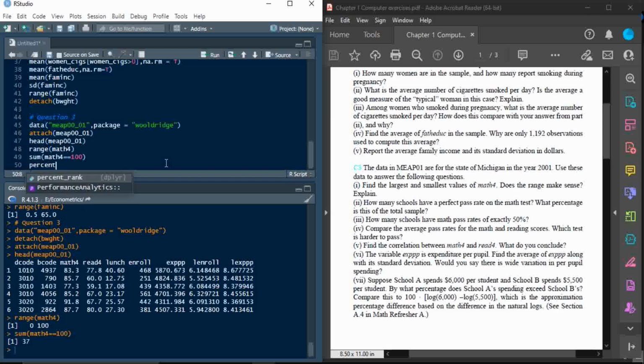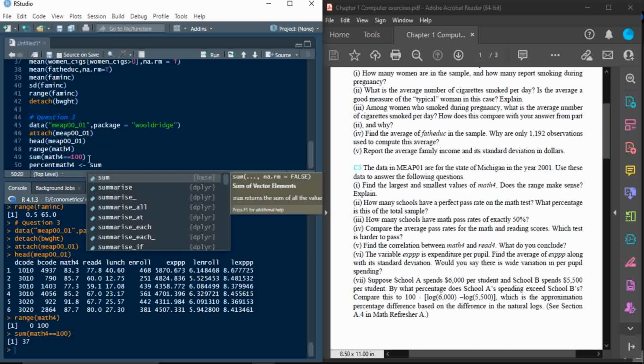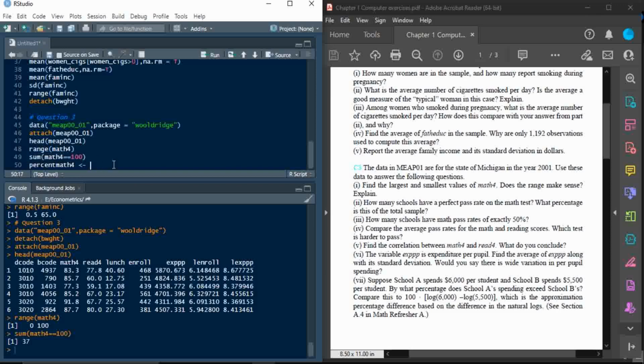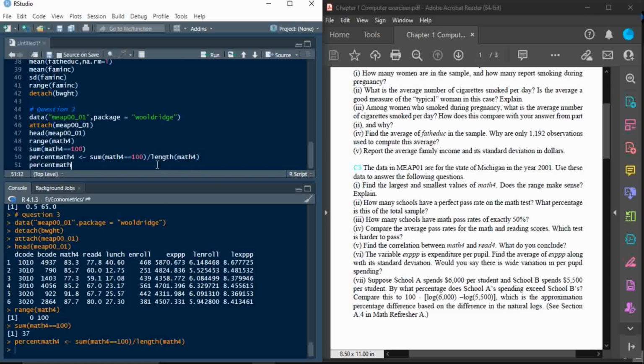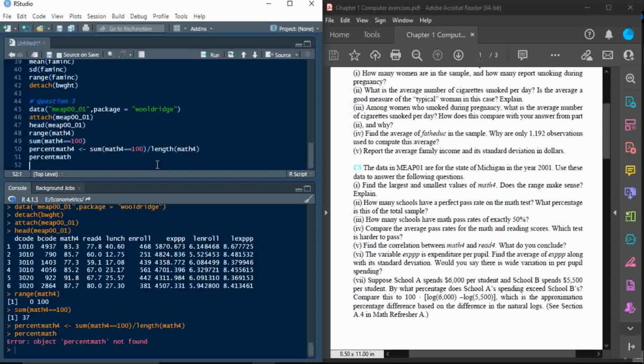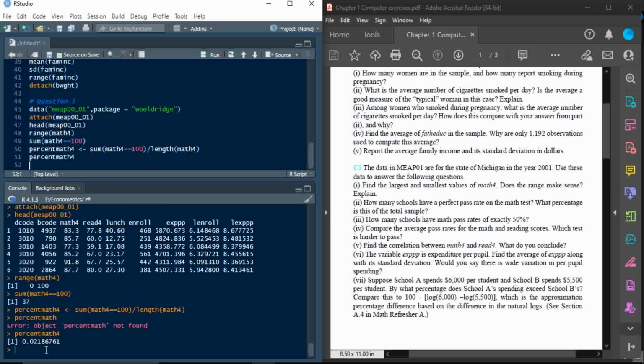Now let's create a percent math 4. Copy the previous command, and divide this by length of math 4. .021, it means 2.1% of schools have a perfect pass rate on the math test.